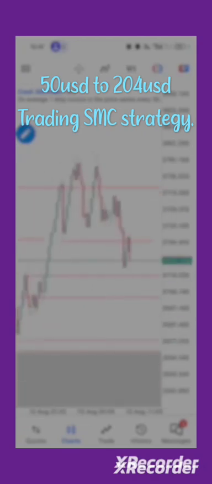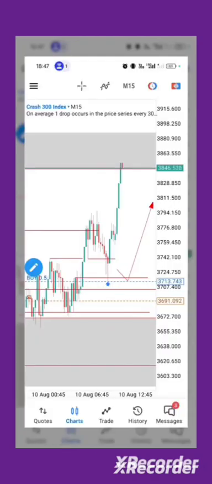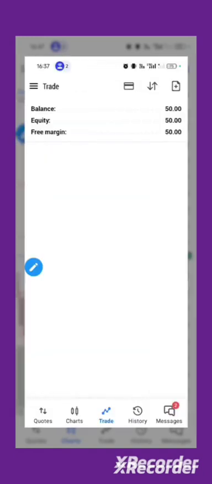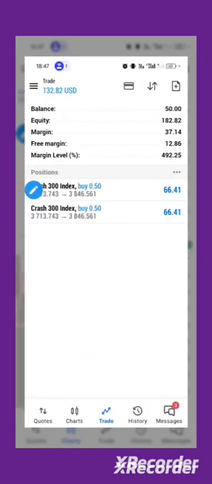In this video, I'll be covering how to catch sniper entries like this in Crest 300, and it helped me actually spin a 50 USD account to 180 USD. So stick to the end to learn how you can do it as well.